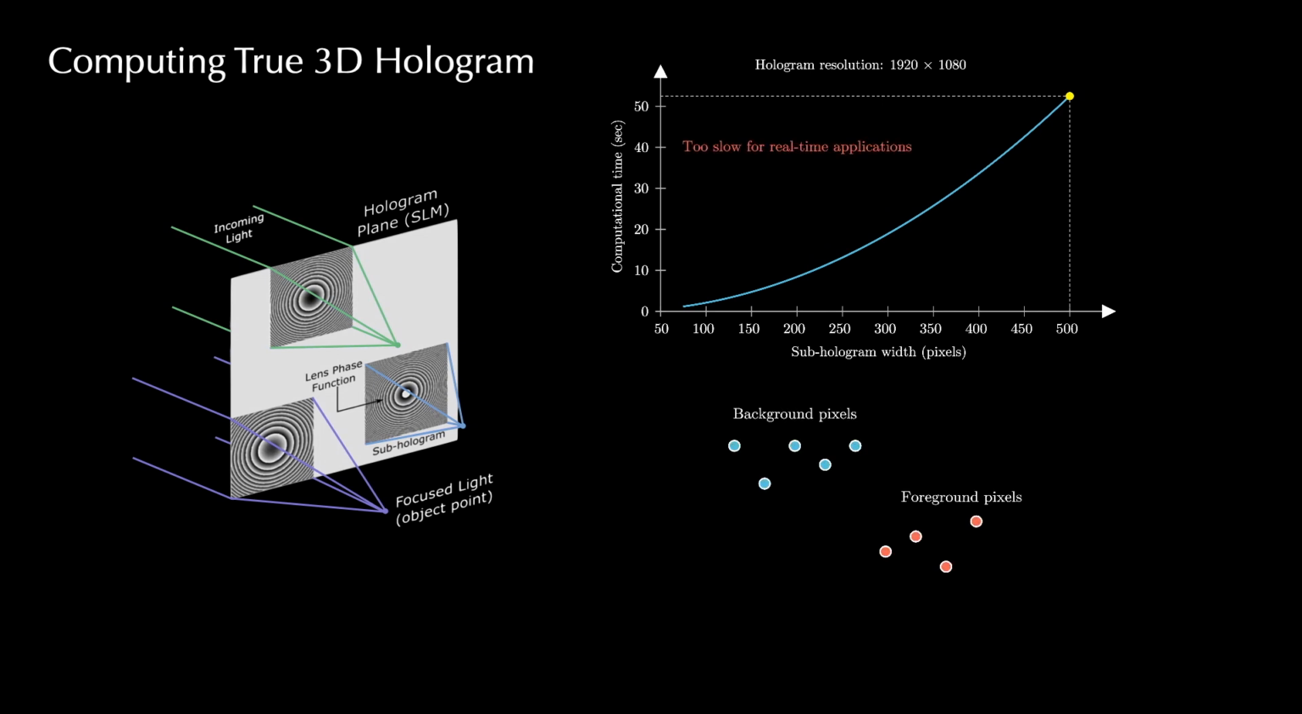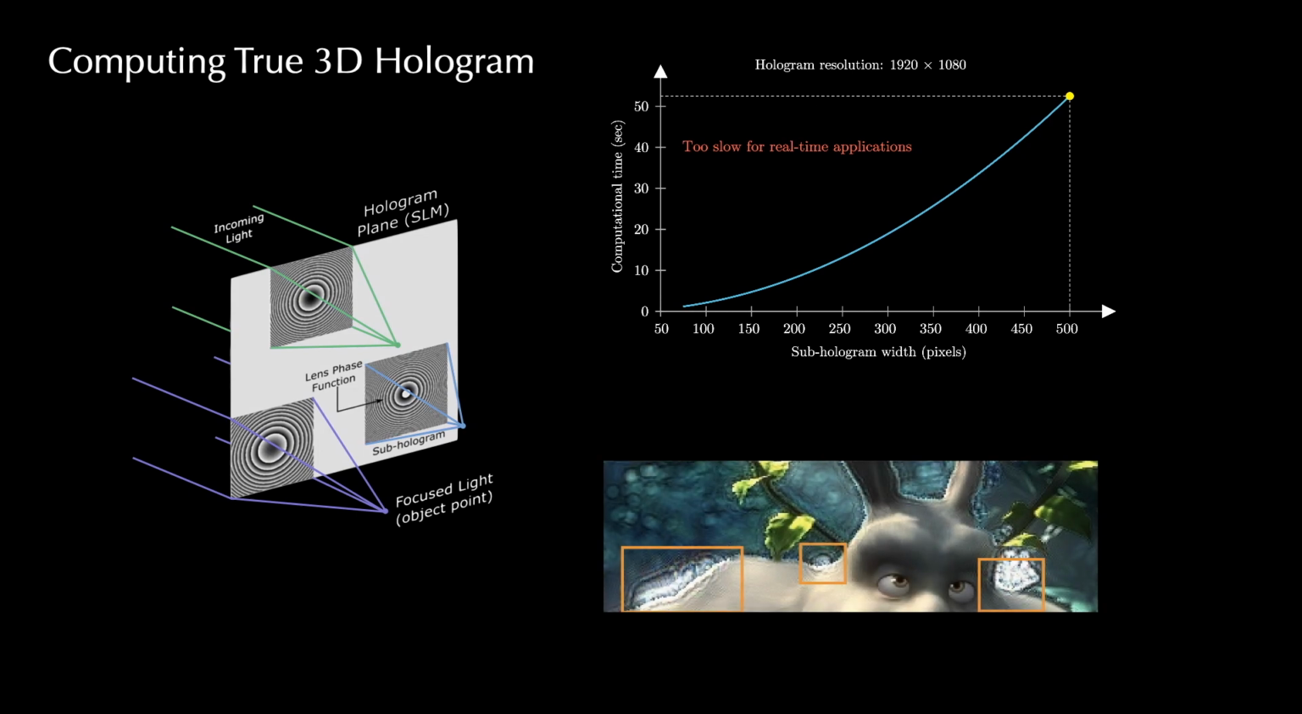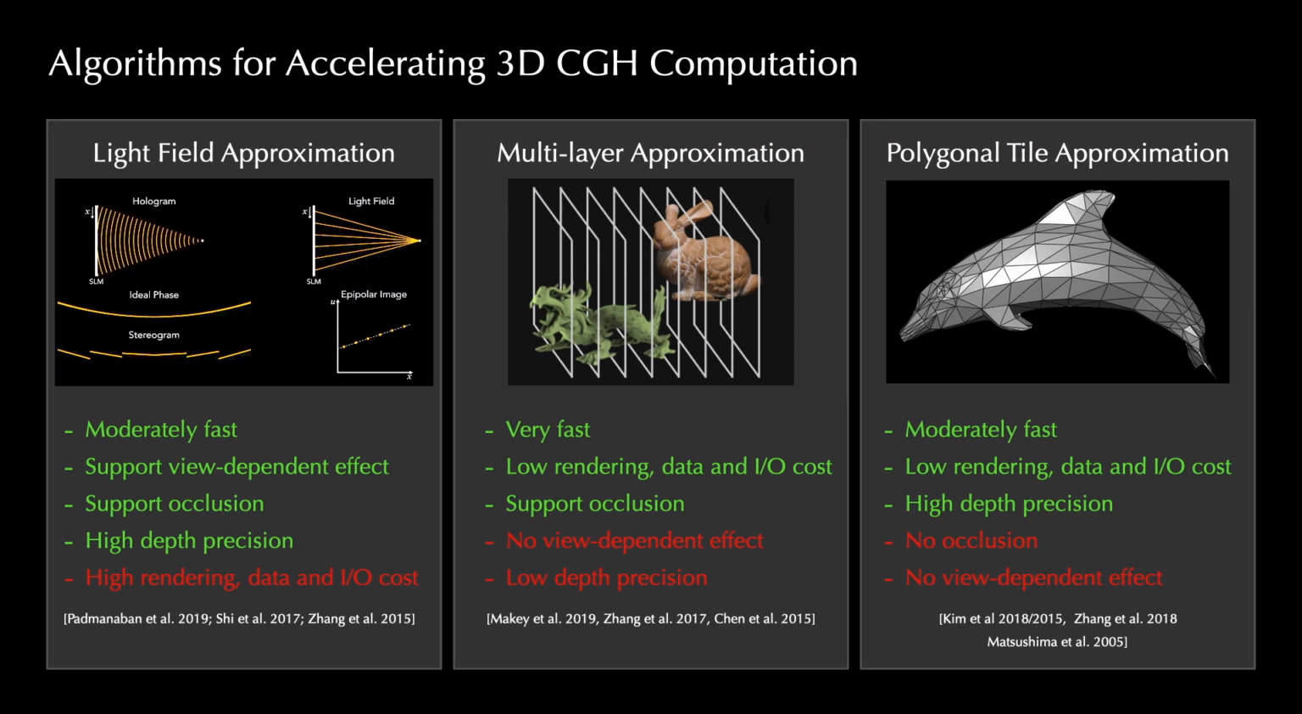This process is also performed independently for each point, and thus doesn't account for light occlusions. This causes leakage of background light for complex 3D scenes, and reduces the realism of the perceived 3D images. Recent approaches to solve these challenges include using light fields as ray-based approximations, using multilayer images to reduce depth resolution, and using low polygon meshes to replace dense point clouds.